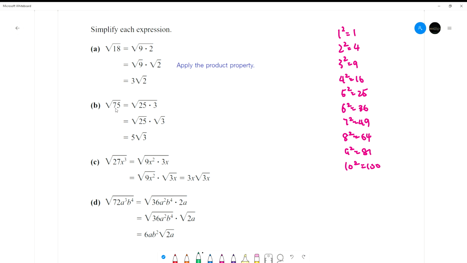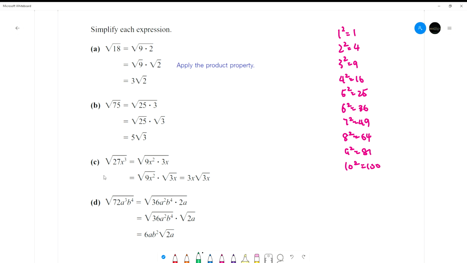Root 75. What's the largest perfect square? It can't be 64 or 49, right? We keep going down to 25. So 25 and 3 gives me root 25 times root 3. That simplifies to 5 radical 3. So that's why it's a good idea to really have these numbers memorized.